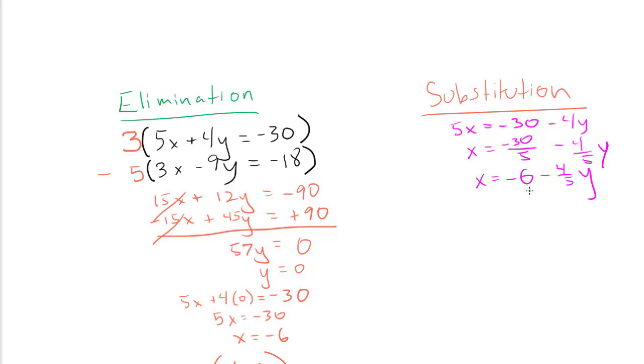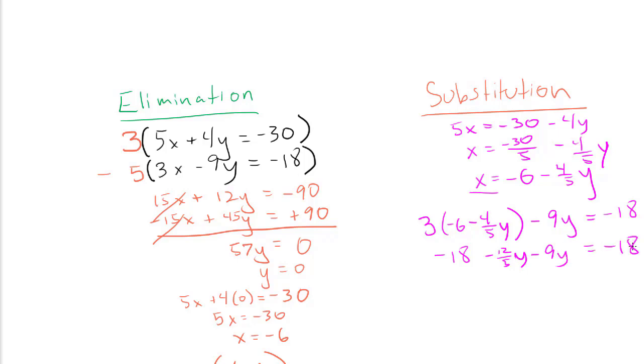I'm going to substitute that back into my second equation for x. So now in the second equation, 3x becomes, I will substitute, (minus 6 minus 4/5 y). And the rest of the equation is minus 9y equals minus 18. Now I'm going to distribute: minus 18 minus 12/5 y minus 9y equals minus 18. Right away I can see the solution now is going to be y equals 0. The negative 18s cancel, and minus 12/5 y minus 45/5 y, which is a common denominator, will be minus 57 over 5 y equals 0.